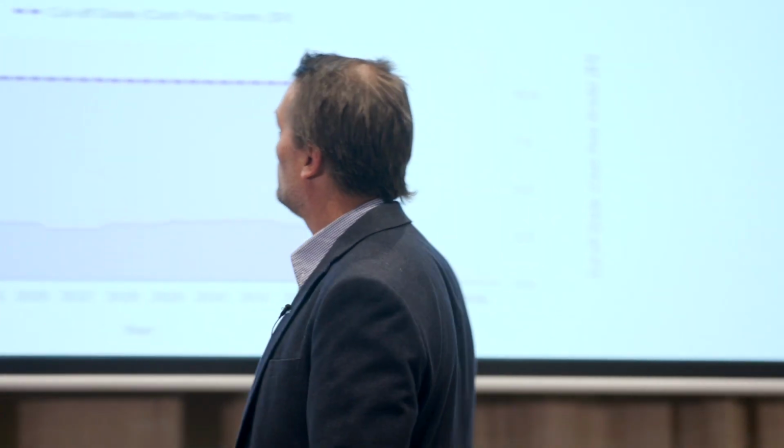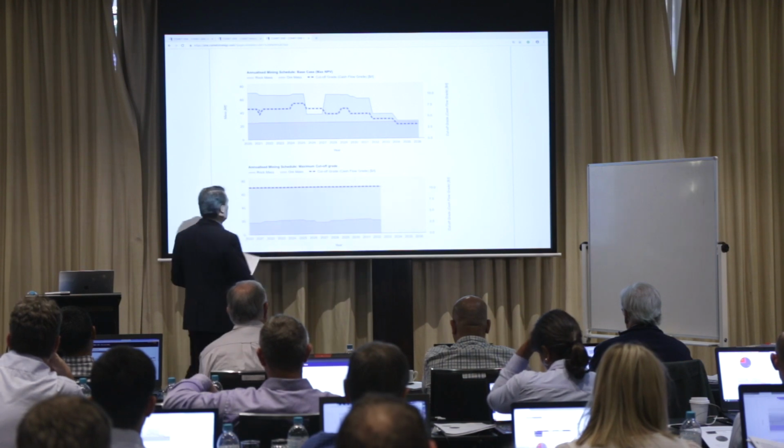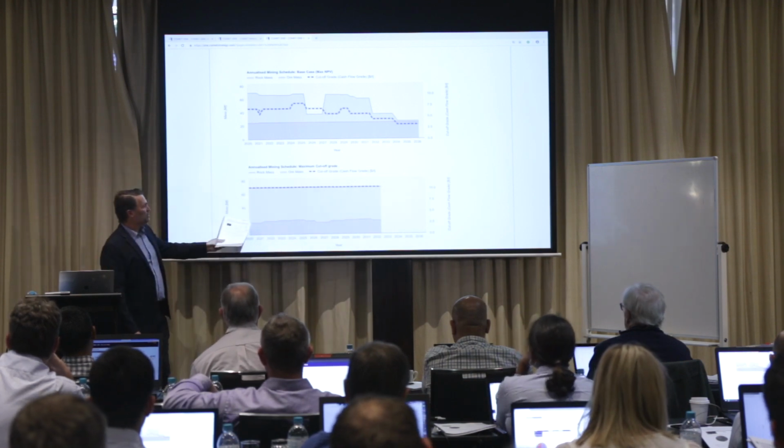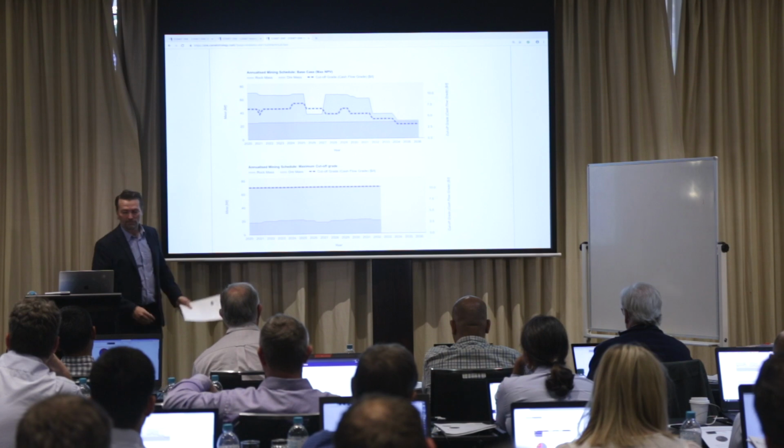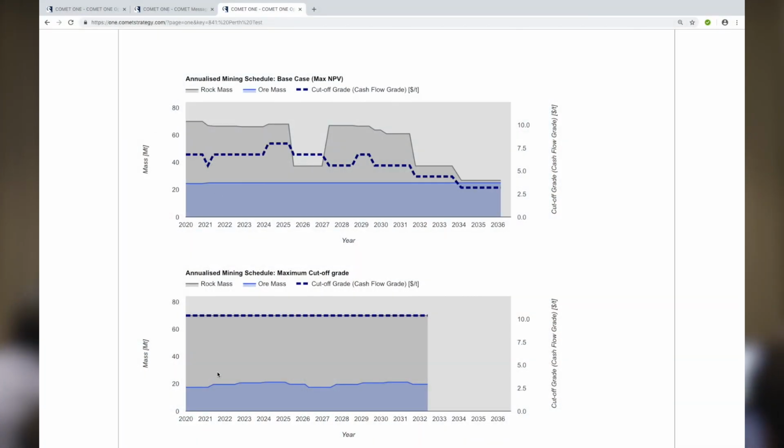And if you look at the result here, you see the mill's actually got 25 million tonnes and it's not filling it. We've got 17, 19, 20. We're not filling the mill. So yes, we've increased the cut-off grade, not as much as we could have. That would have been even more ridiculous, but just to give people a bit of a sense.